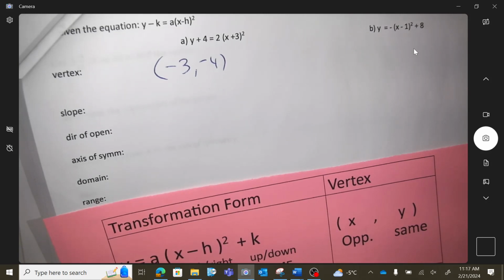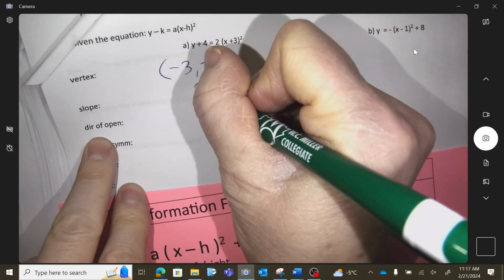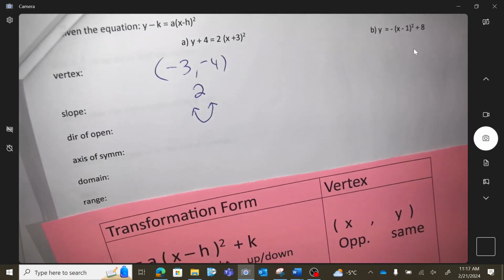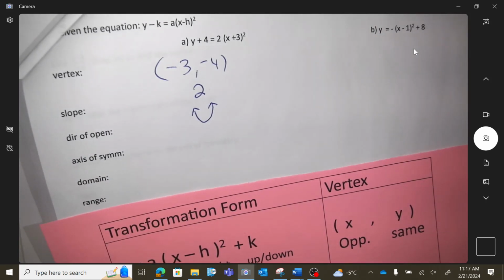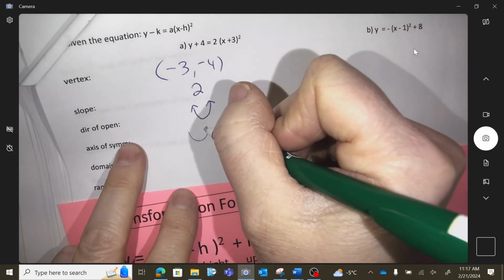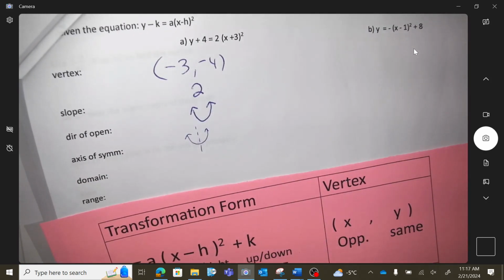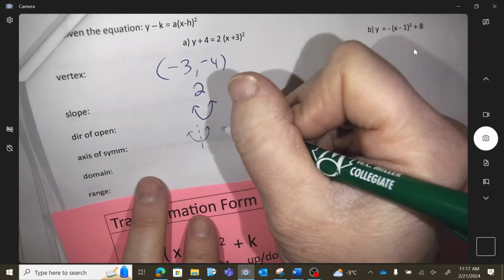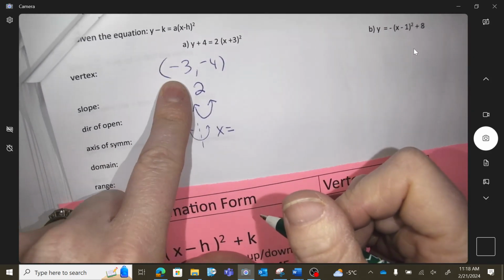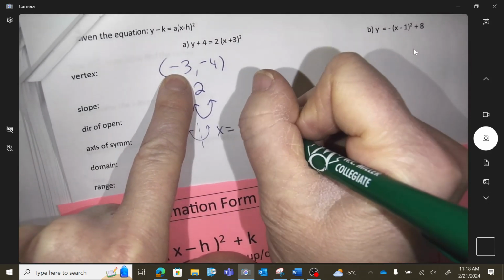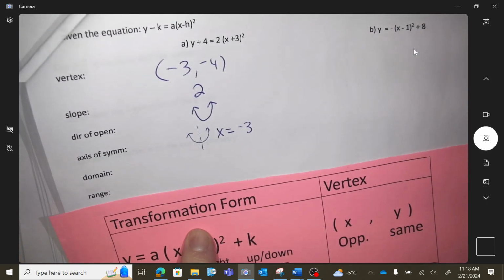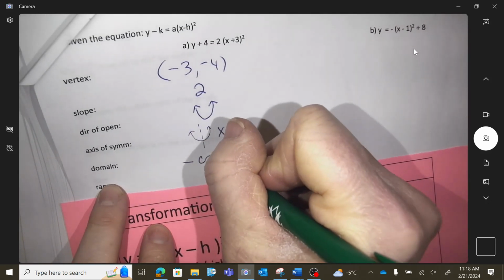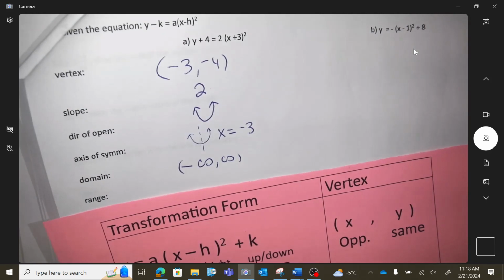What's the slope multiplier? 2, which tells me it opens up. There's an axis of symmetry, which means if I sliced it right down the middle, how do you start that line no matter what? X equals, and the x it cuts through, -3. What's the domain of any parabola? Negative infinity to positive infinity.